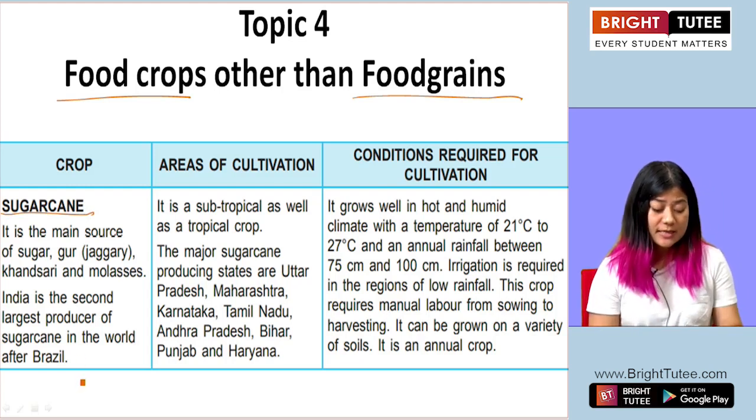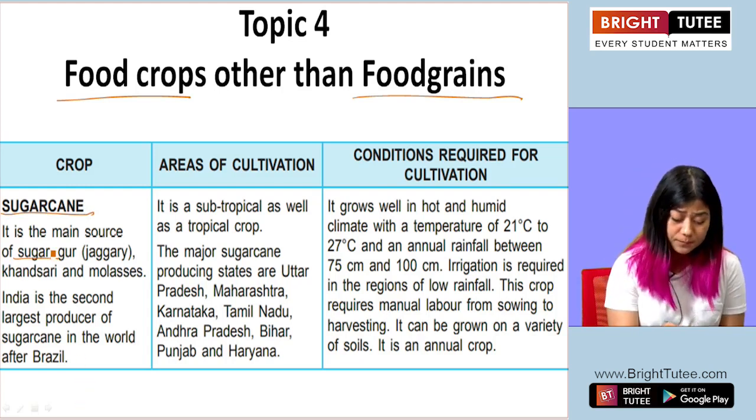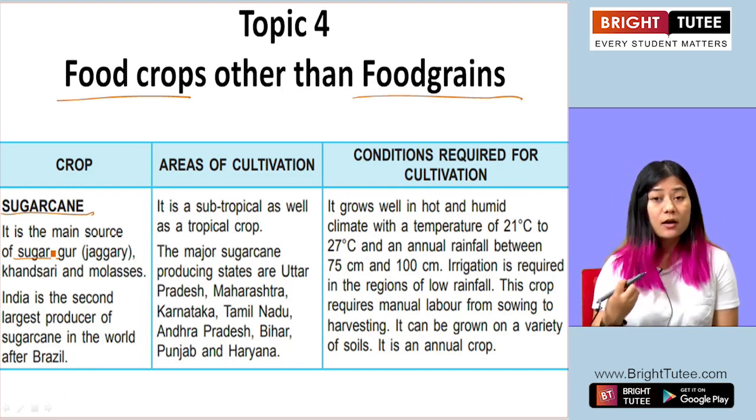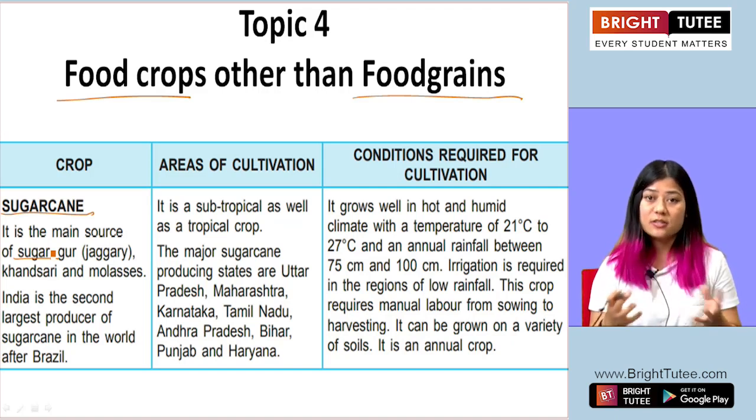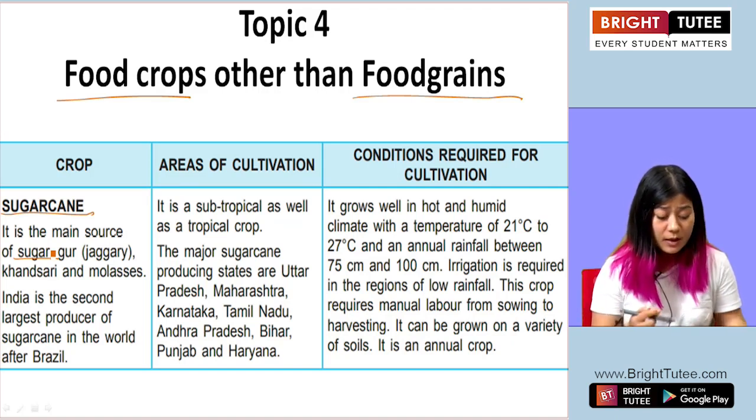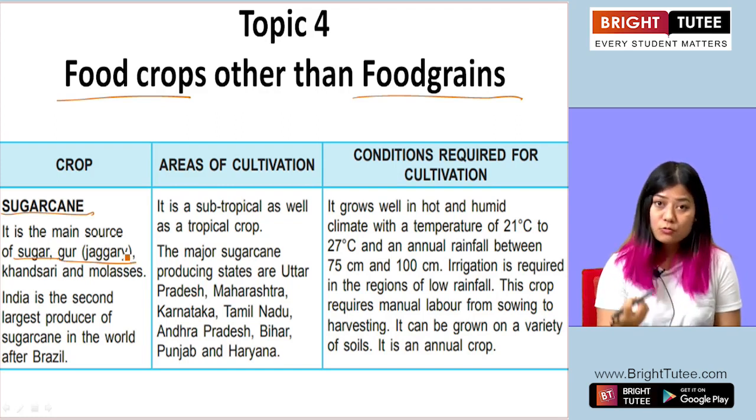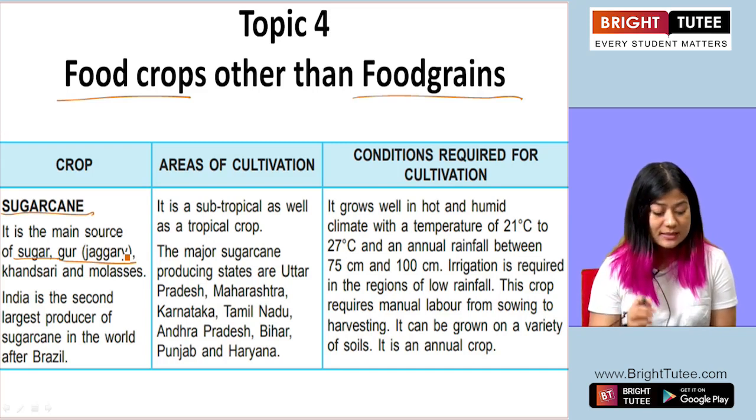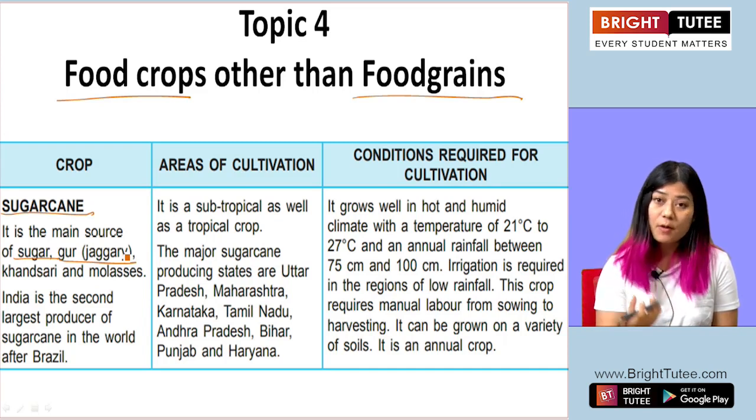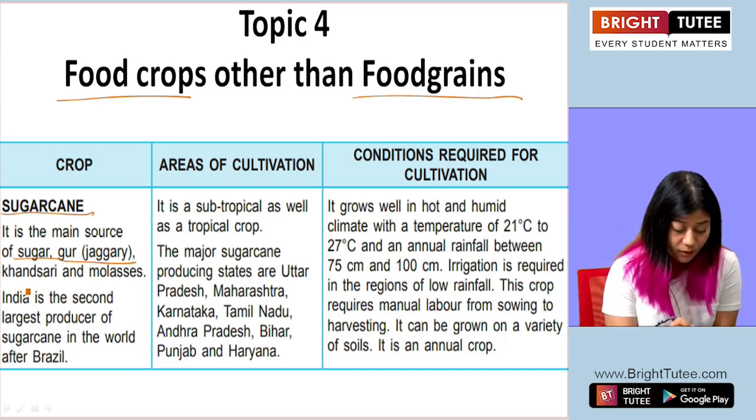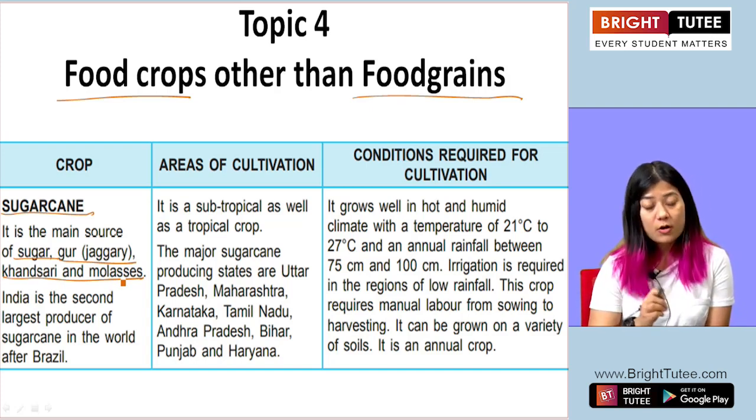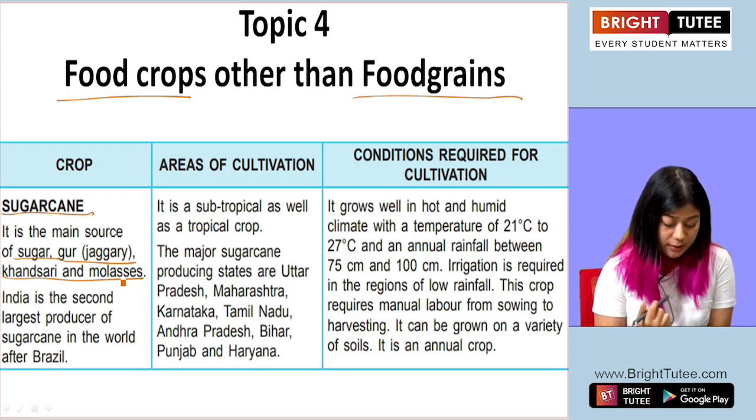Now sugarcane is the main source of sugar, the sugar that we take when we make tea, right? If we have to add sweetness in our dishes, we add sugar. And we also use jaggery sometimes in place of sugar. So that is also made, or that comes from the crop sugarcane. Khandsari and molasses are other products which we get from sugarcane.